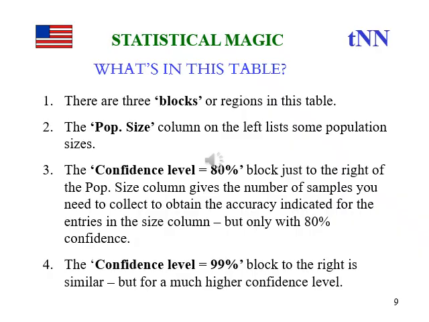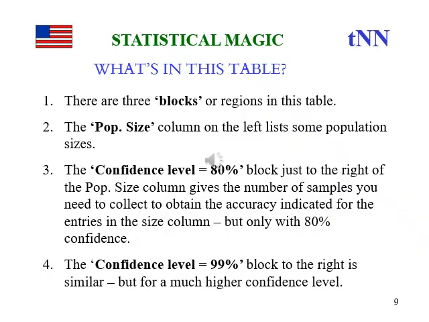The region just to the right in the table, where at the top of that region it says confidence level equals 80%, this block gives the number of samples you need to collect to obtain the accuracy indicated for the entries in the leftmost column, the size of the population, but with only an 80% confidence level.